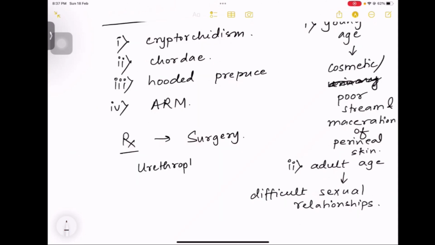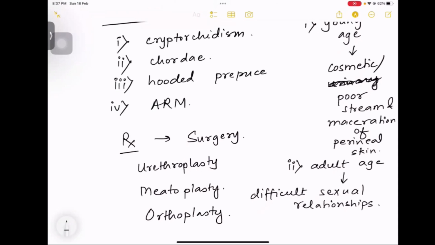Now, what are the problems that a person can face? So, it can be cryptorchidism. Chordae can be present. A hooded prepuce can be present. Right? Now, what are the problems which young people have? So young people will have cosmetic problems and they will have poor stream and maceration of the perineal skin. और adult age में क्या होगा? Adult age में they will have difficulty in sexual relationships.